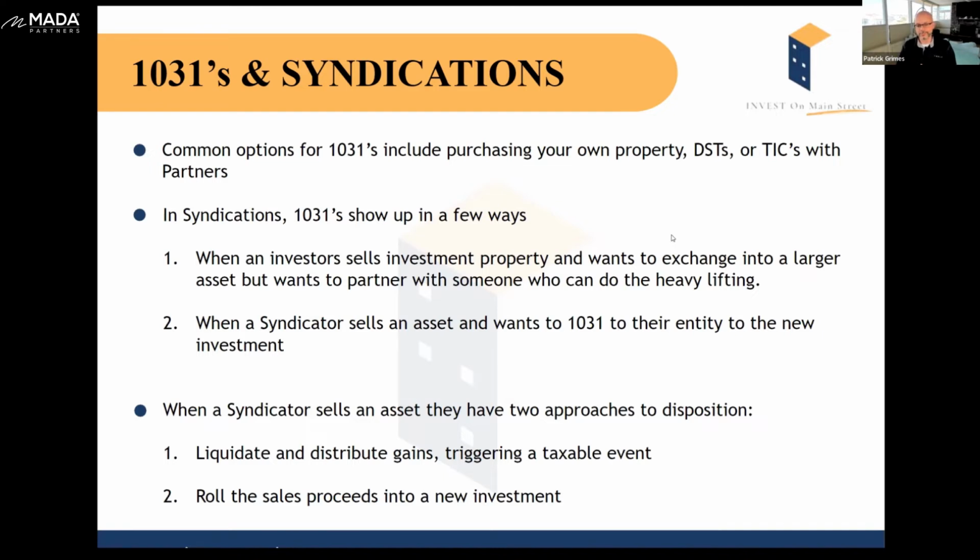It also comes up when a syndicator like myself wants to 1031 exchange forward, and we'll talk about how that works. For example, we bought a property in Jacksonville, Florida at 27 million last year. It was 200 units. We sold it in December at 37 million. We made about 10 and change million in a little over 9 months.